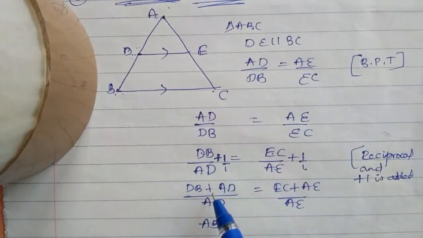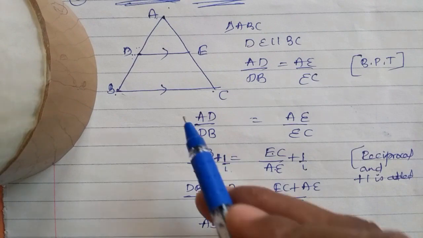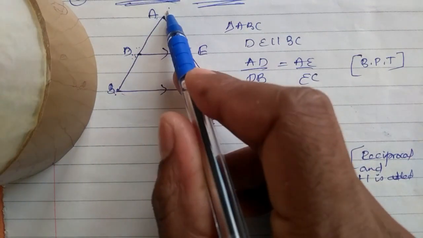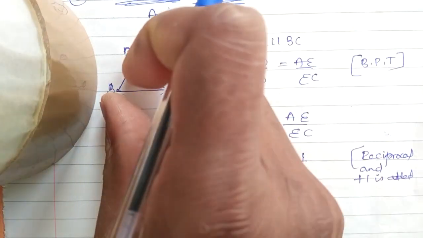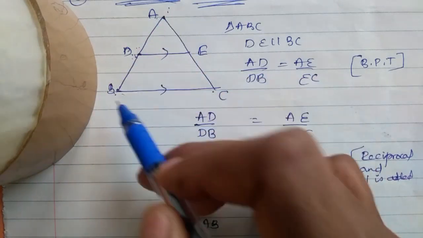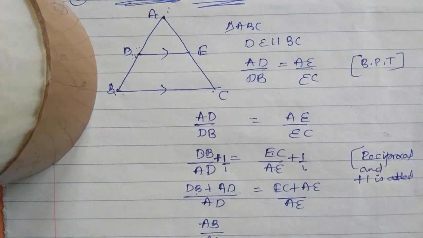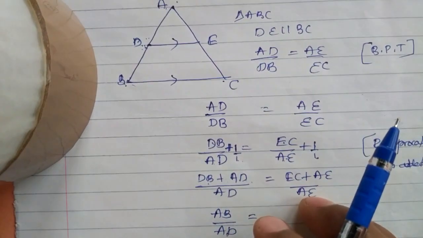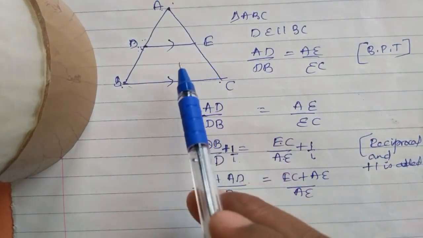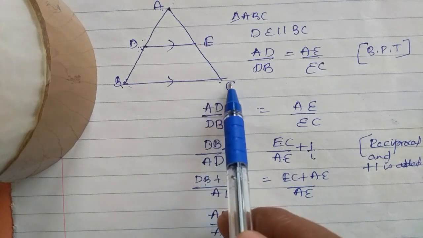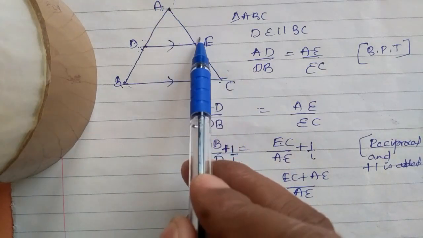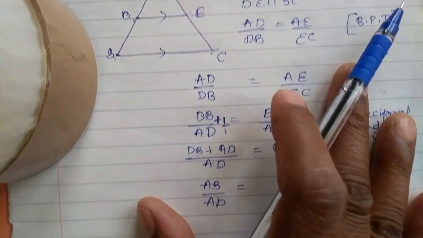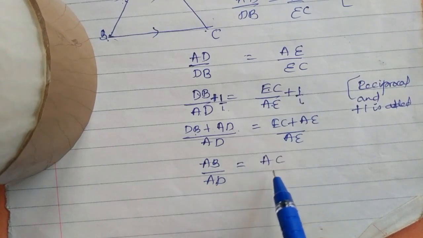Once again I say DB plus AD. Look at DB plus AD. So these two parts we added will get whole AB by AD equal to, similarly on the right hand side also, EC plus AE. EC is this much and AE, both are added, we will get whole thing AC divided by AE.